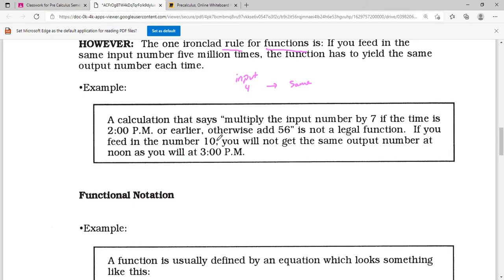A calculation that says something like multiply the input number by 7 if the time is 2 p.m. or earlier, otherwise add 56, is not a legal function. That wouldn't be a function. If you feed the number 10 in, you will not get the same output number at noon as you will at 3 p.m.